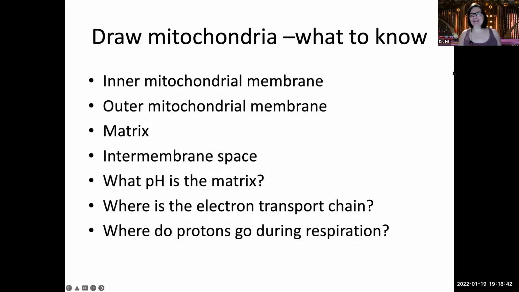Yes, everyone's putting 7 or 8, and that's accurate. Now it's actually closer to 8, but if you were to choose 7 or say neutral, I would accept that because the matrix is neutral-ish. It is a site of a lot of biochemistry, for example, the Krebs cycle.